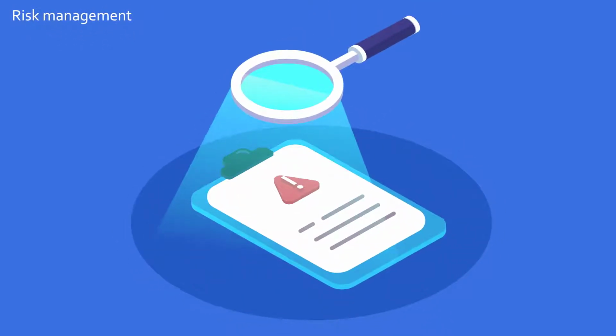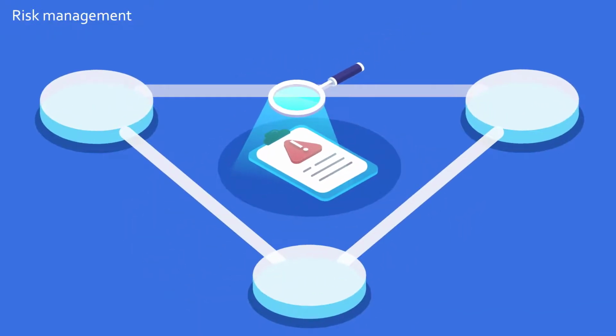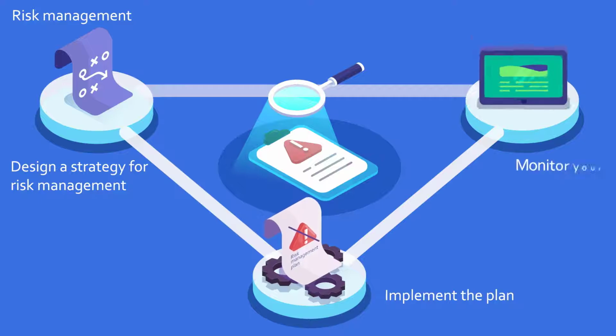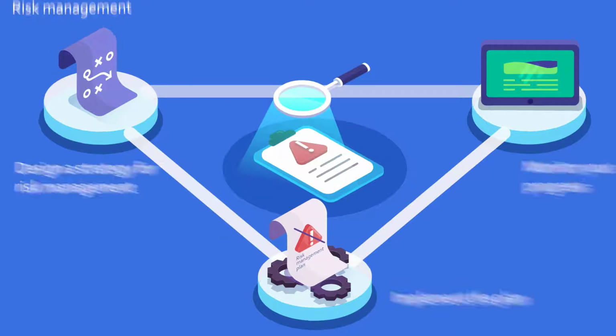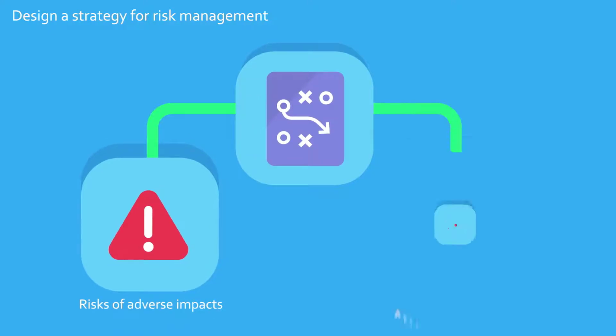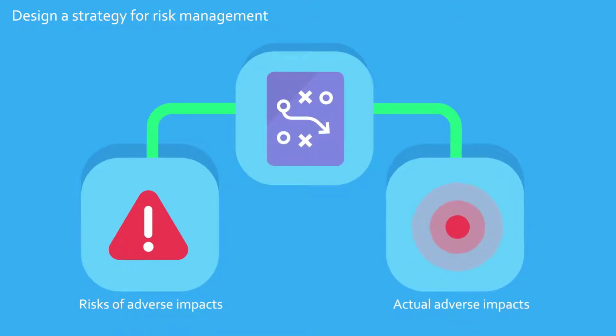If, during your risk assessment, you find that there are actual risks or impacts, you're responsible to respond to those risks and impacts. You'll need to design a strategy and a plan for risk management, implement the plan, and then monitor your progress.